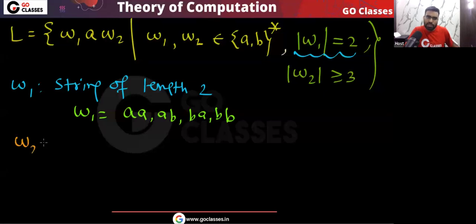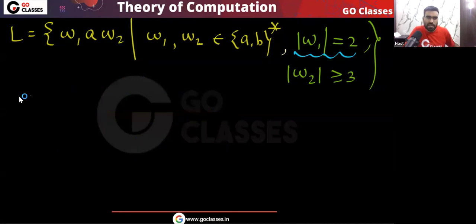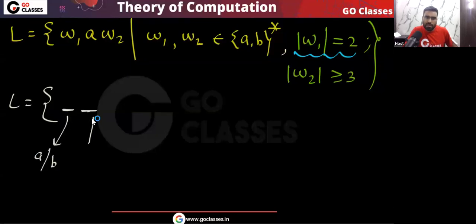And remember W2, what is that? That is also a string of length at least 3. Okay, of length at least 3. So remember, it will be like this. See, you understand the language. The language is like this: this symbol can be A or B, this symbol can be A or B. Okay, remember, this can be A or B, this can be A or B. Then the third symbol must be A. Do you agree? Basically, this part has length 2. Okay, then the third symbol must be A. This must be the third symbol.